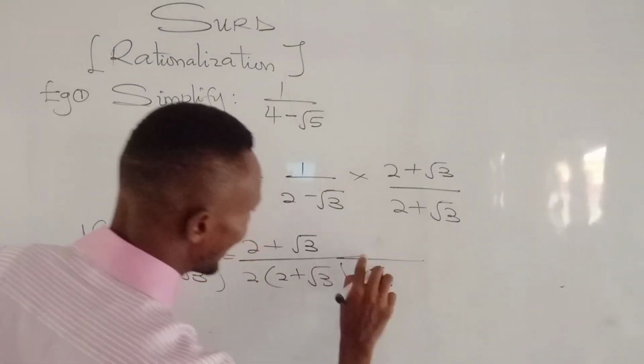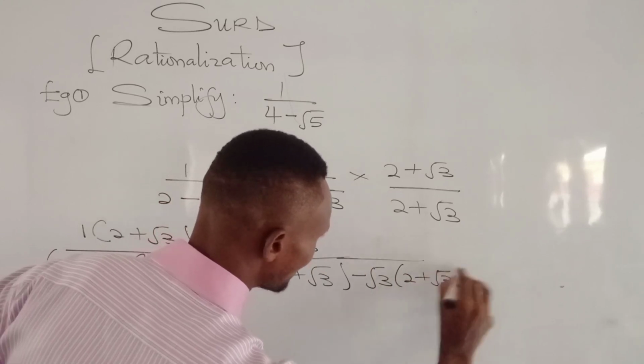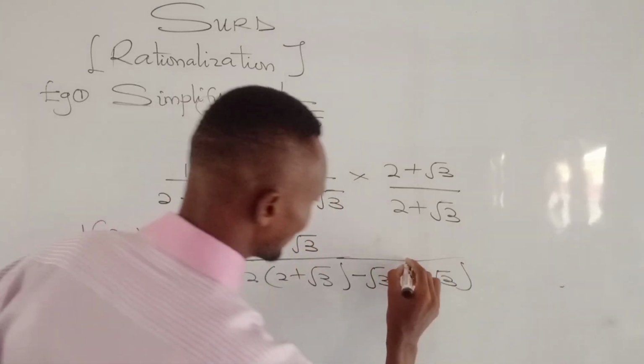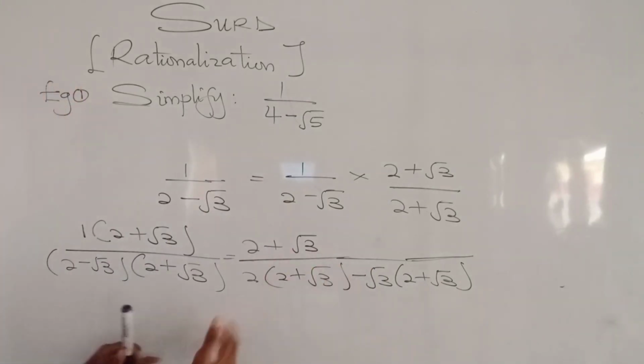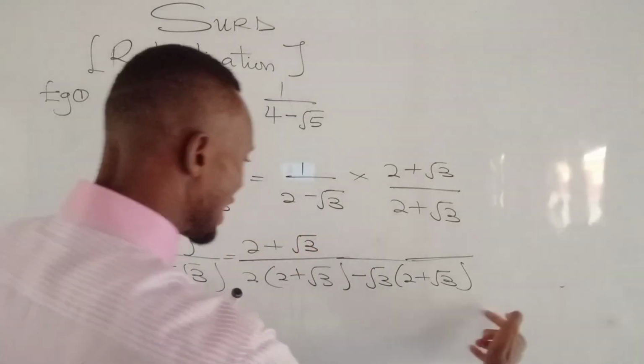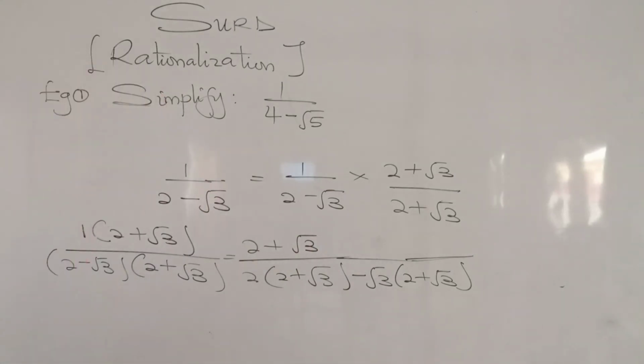It will multiply the last bracket, which is 2 plus root 3. I hope you understand up to this point. Okay, so this is what you have to do. Now the next step is to just repeat the numerator, then the denominator, we open our bracket. So let's go ahead and do that.